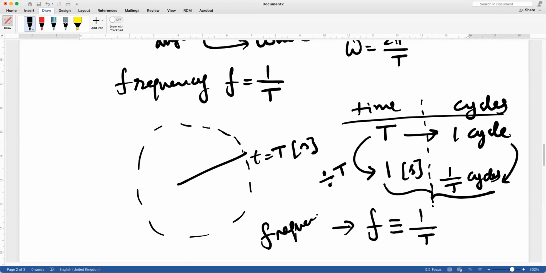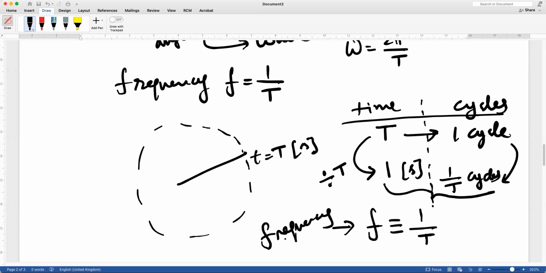So think about it. Let's say it takes 2 seconds to complete a cycle. Then what is the frequency? No, you are pushing yourself to use the formula and everything. Feel it. I'm saying that it takes 2 seconds to complete a cycle. What is the frequency?